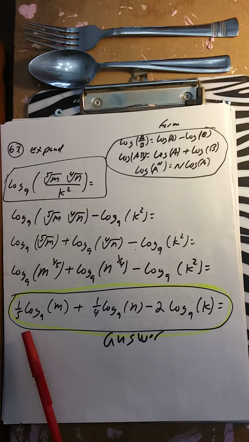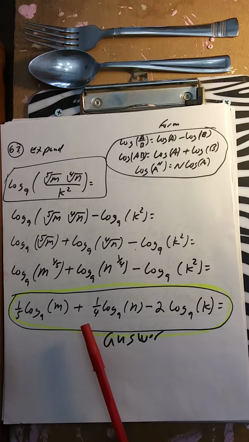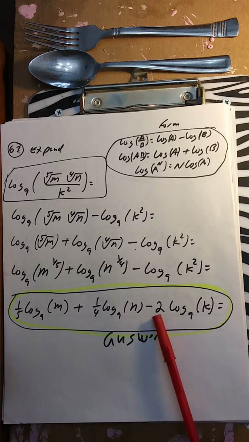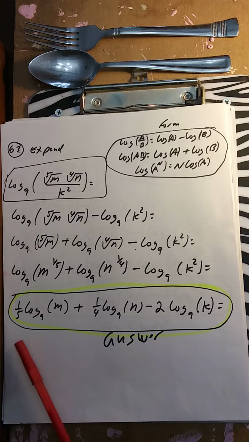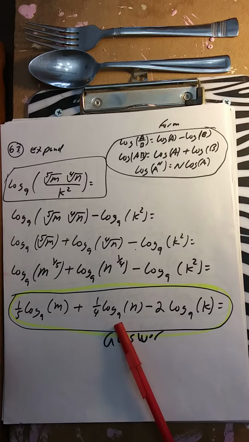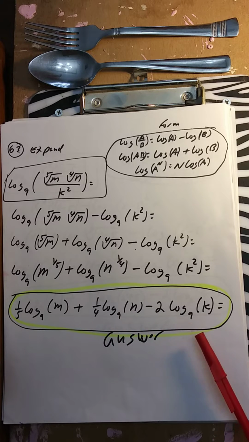In the front. So 1/5 log base 9 of m plus 1/4 log base 9 of n minus 2 log base 9 of k.